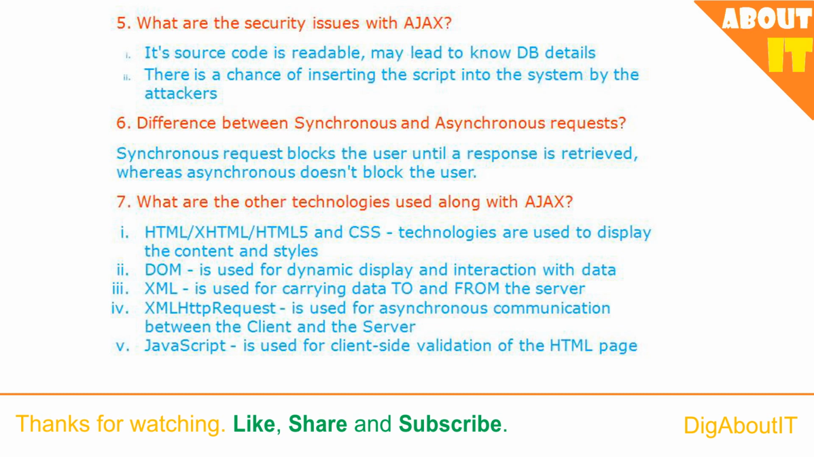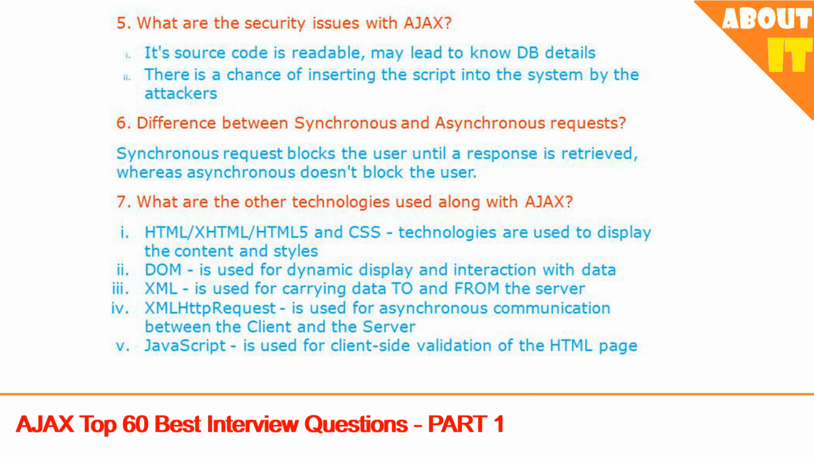7. What are the other technologies used along with AJAX? HTML/HTML5 and CSS technologies are used to display the content and styles. DOM is used for dynamic display and interaction with data. XML is used for carrying data to and from the server. XMLHttpRequest is used for asynchronous communication between the client and the server. JavaScript is used for client-side validation of the HTML page.